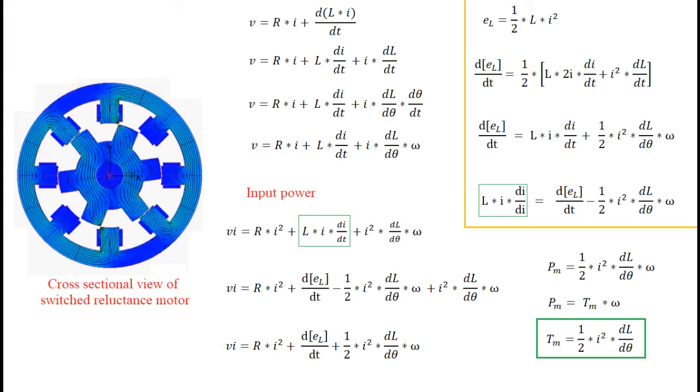On differentiating the equation with respect to time, we get the equation shown in the next step. Again replacing the term dL by dt by dL by d theta into omega, we get the equation shown in the next step. Now the equation is rearranged to replace the term in our earlier equation. This reads as L into I into di by dt is equal to derivative with respect to time of EL minus 1/2 into I square into dL by d theta into omega.